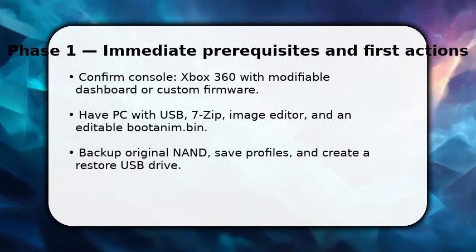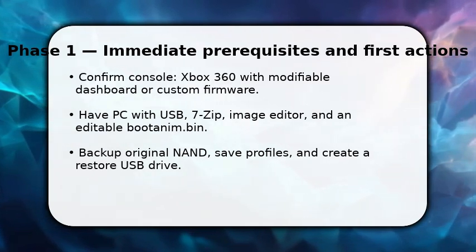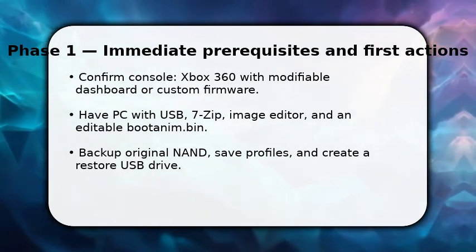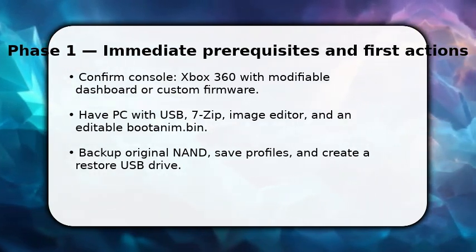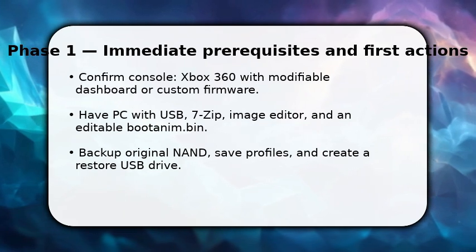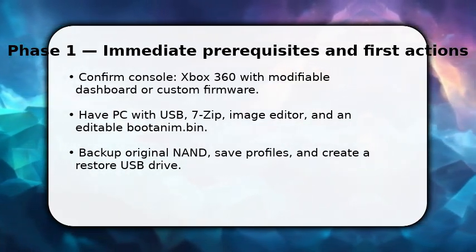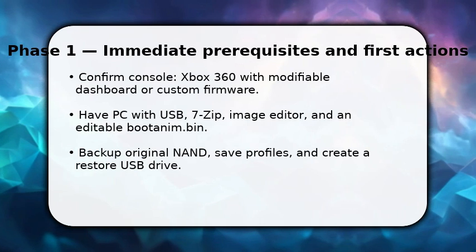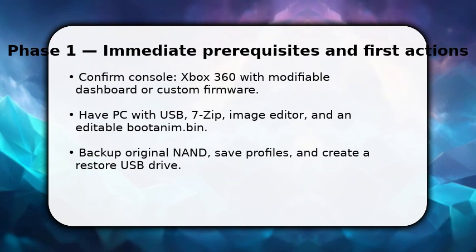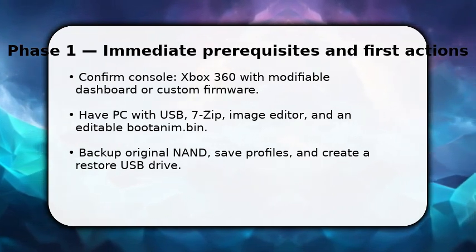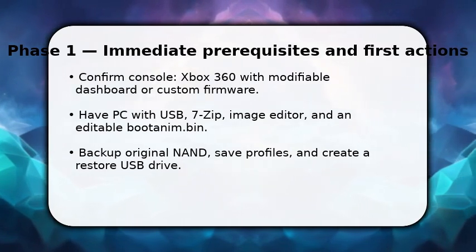You're starting now. First, back up the console NAND and profiles so you can restore if needed. Plug your Xbox 360 HDD or USB into the PC, then extract the current startup image using an image tool and 7-zip. You'll need the raw bootanim.bin or dashboard splash files. Once done, open the file in an editor that supports layered images and preserve dimensions and format. Make sure you note exact pixel size and timing, because the console expects precise values.